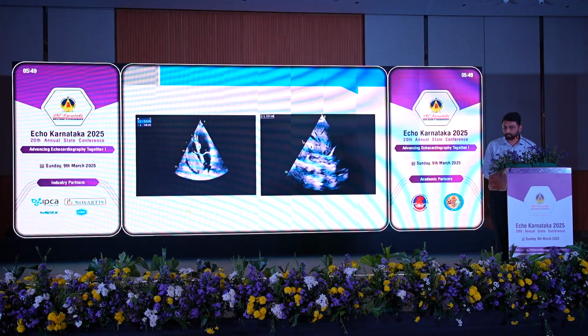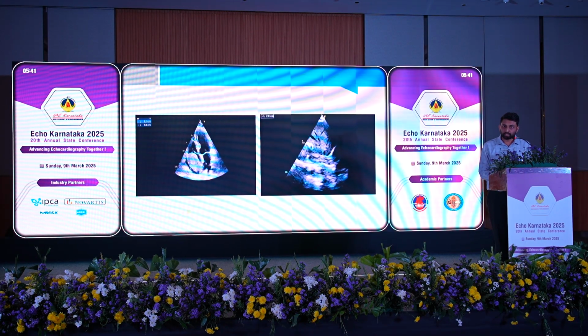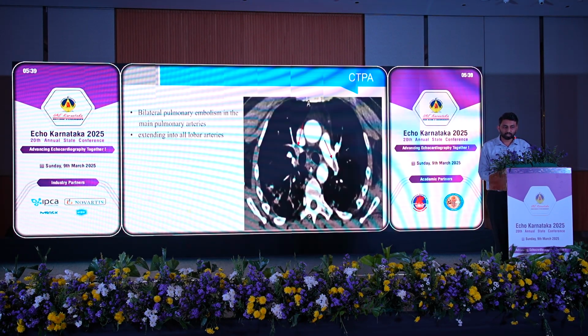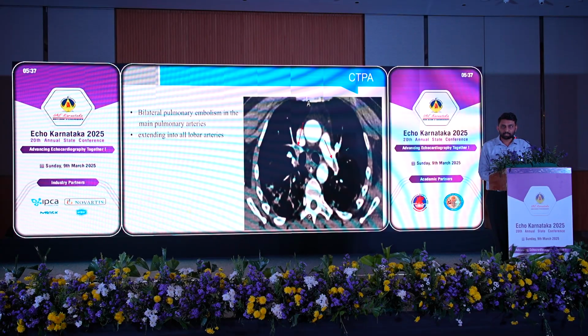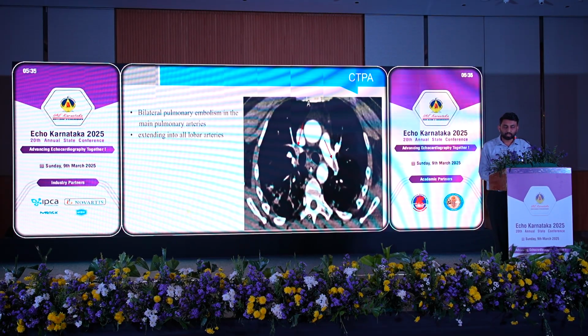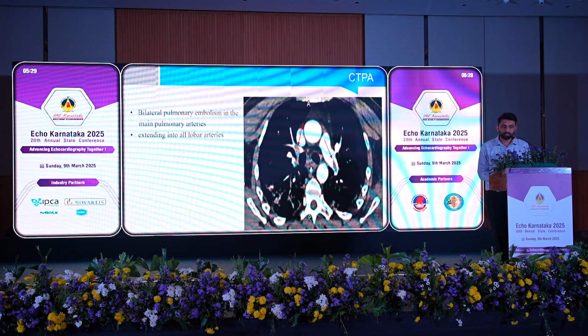So this is just a slide to show the measurement. The mass was around 5.8 centimeters by 3.2 centimeters in the right atrium, and it was completely filling the IVC. So with this presentation, we also wanted to rule out pulmonary thromboembolism. So we went ahead and did the CT pulmonary angiogram, which showed us bilateral pulmonary embolism in the main pulmonary arteries extending into the lobar arteries.